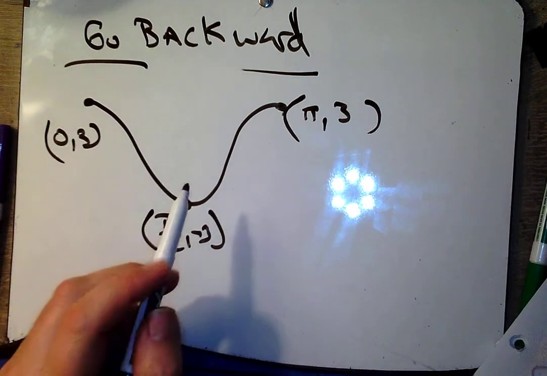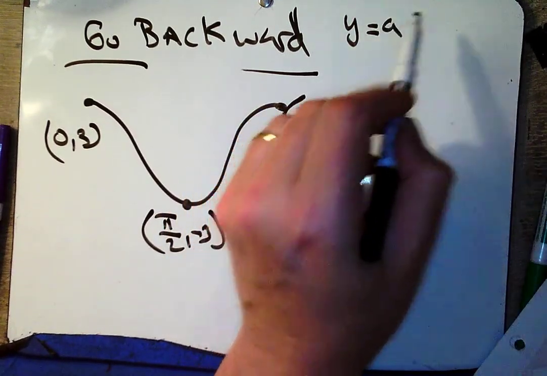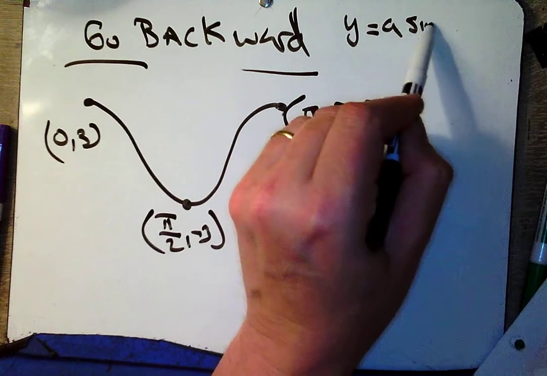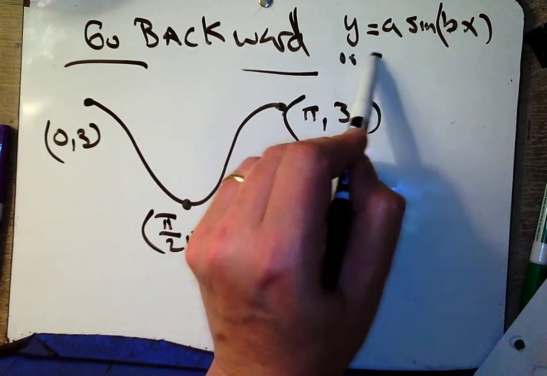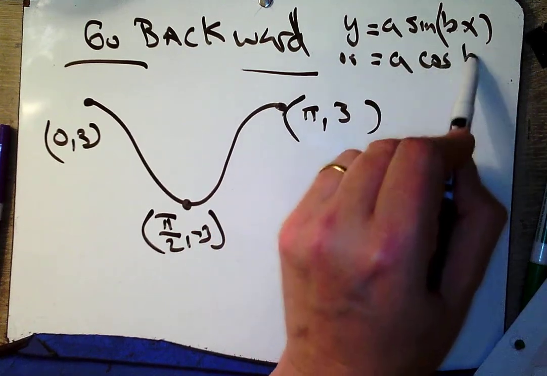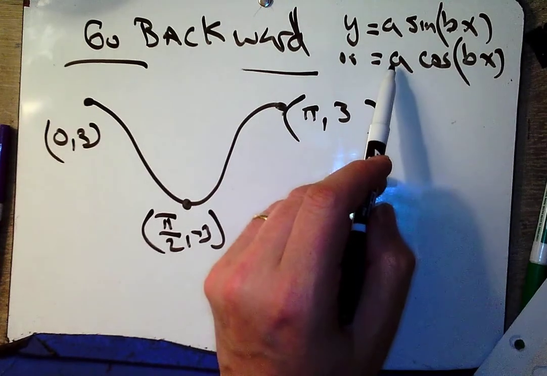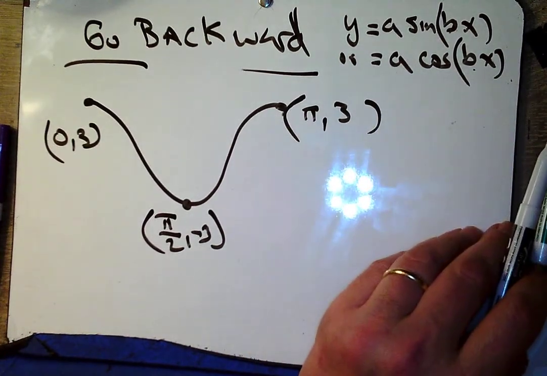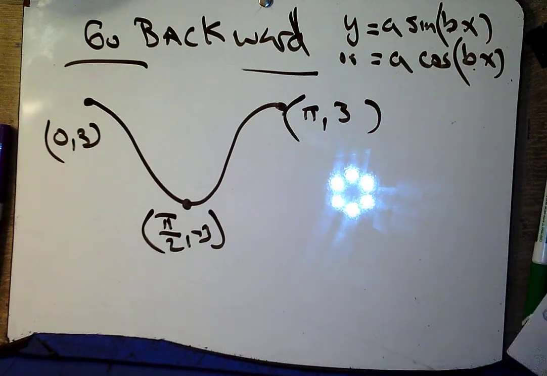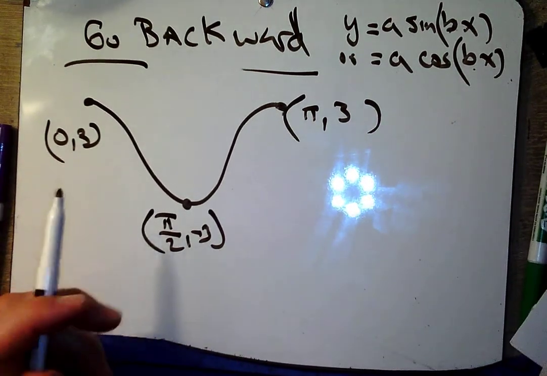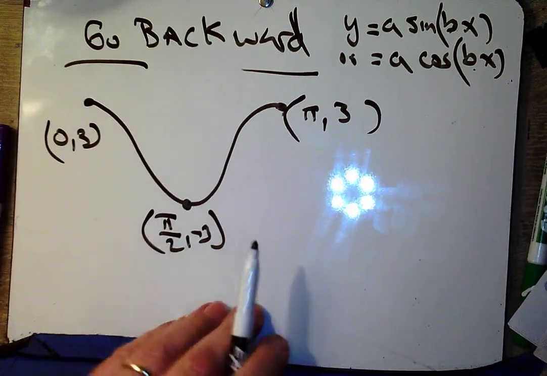So, first of all, I'm going to say in today's video, a sine bx or a cosine bx. Only two transformations to deal with, an A transformation, a B transformation, okay? In the next video, we'll do the more complicated ones that have all four transformation letters, A, B, C, and D.